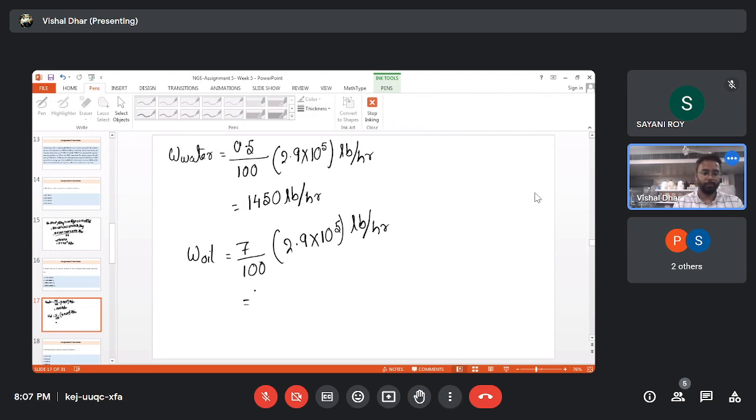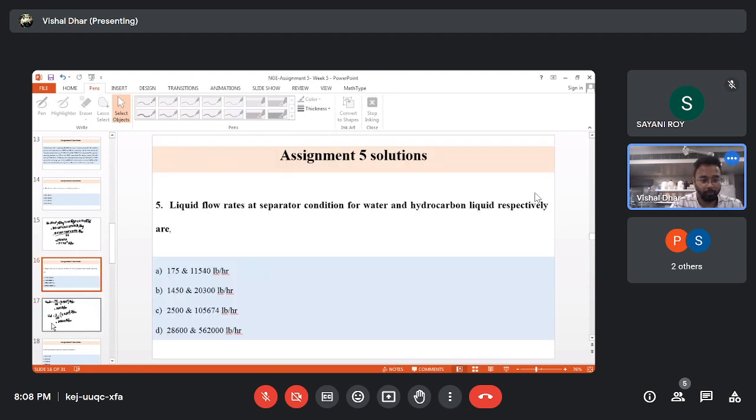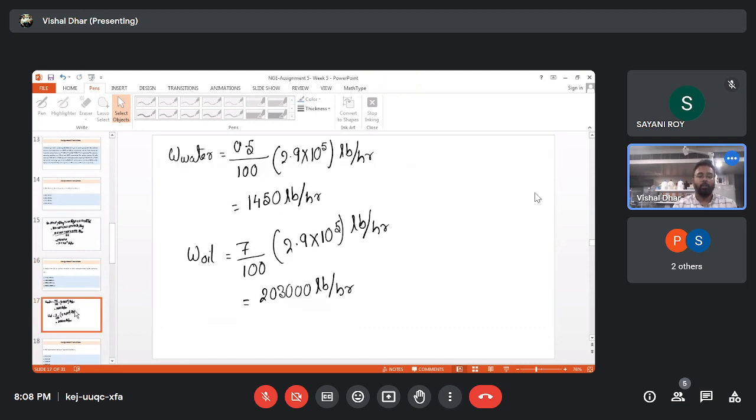So if we solve it, the answer should come out as 20,300 lb per hour. So the correct option is option B, 1450 and 20,300 lb per hour. Copy down the numerical, then we'll be going to the next question.